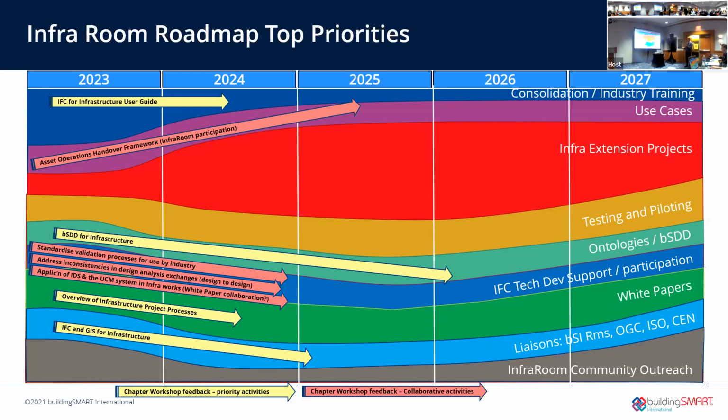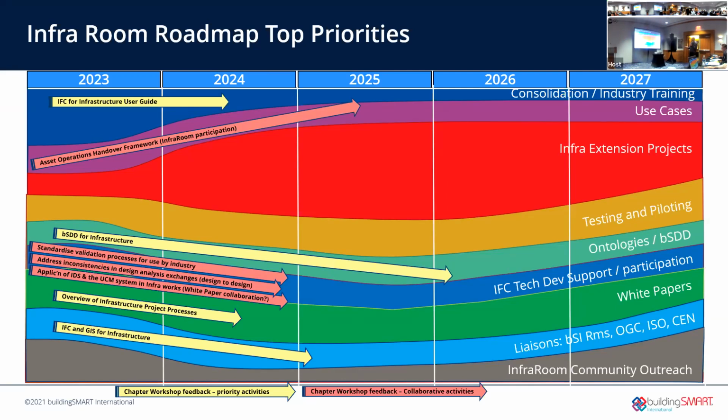An activity to develop an overview of infrastructure project processes was another one, which I'll explain in more detail after the break. And IFC for infrastructure is the fifth one. There's also three activities that related to IFC technical development and support, which came up strongly in the voting. So they're also here. We're not going to be looking at those today.